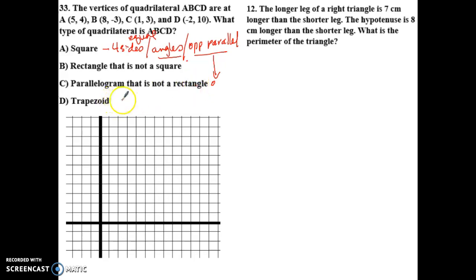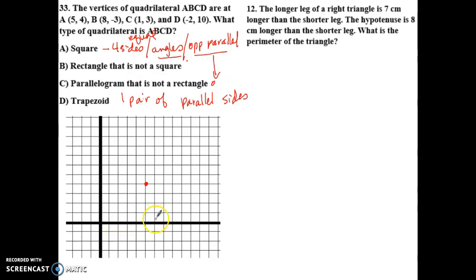Okay. And then a trapezoid has one pair of parallel sides. So y'all, now a rhombus has equal sides, but it does not mean that the angles are 90 degrees. So when you graph this, somebody's like, what is this? 1, 2, 3, 4, 5. 1, 2, 3, 4, 8.